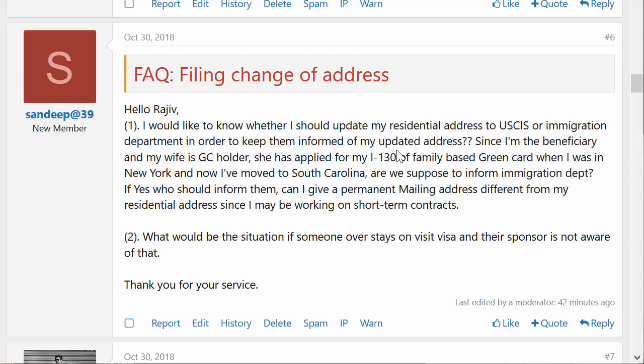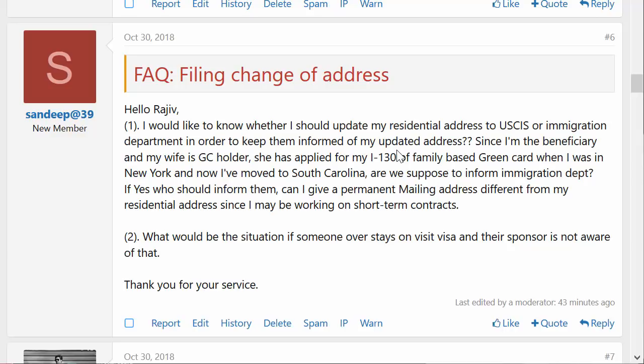Next one is from Sandeep. He says about filing change of address. First of all, guys, remember, if you are on any non-immigrant visa or even when you have a green card, every time you move, as I recall, within 10 days, you have to update your address. These days you can do it online, very easy to do. Earlier it used to be filing form AR-11. That form is still around, but there's no point in using that. Just do it online, and you are required to do it until you get your naturalization.